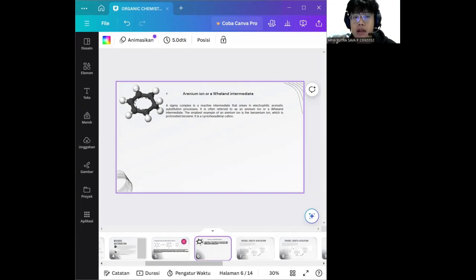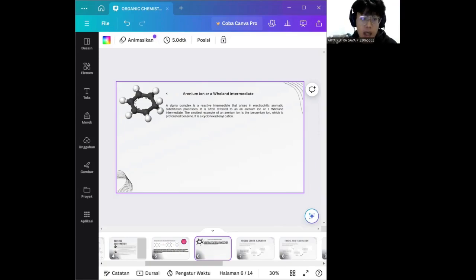For example, a complex electrophile can contribute to the stability of arenium ions, which can in turn affect the course of the reaction, which can proceed quickly or slowly.